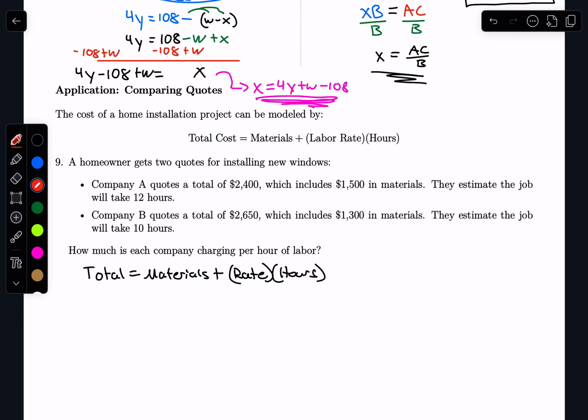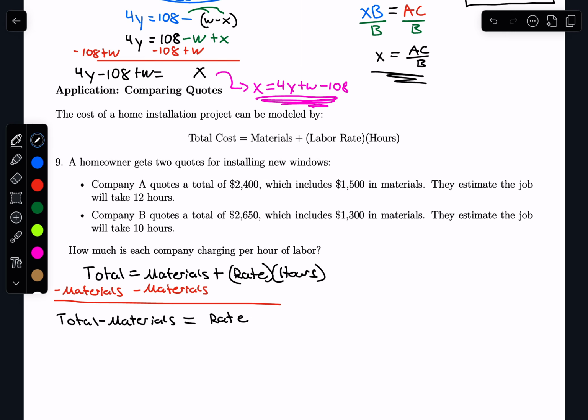So in order to get the rate by itself, I'm going to first subtract materials from both sides. Okay, using the additive inverse of the materials here. After doing that, I end up with the left side is total minus materials. And the right side of this equation is rate multiplied by hours. All right, so now we want to get rate by itself. So we're going to divide both sides by hours. And then we will have our new formula.